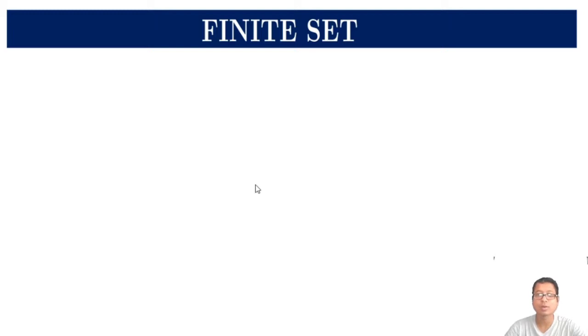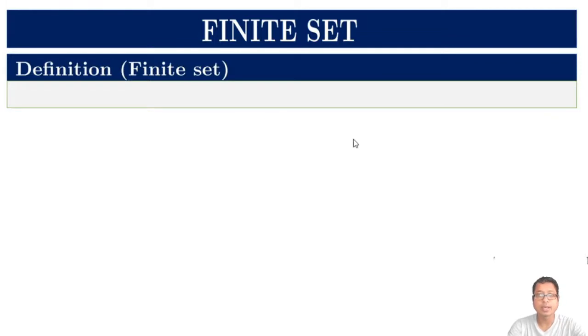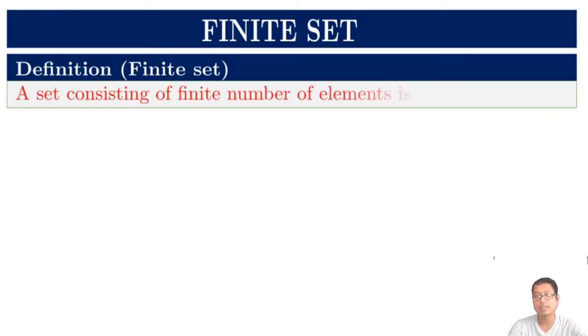Today I will talk about some concepts of set theory, and here I will start by taking the definition of a finite set. What is a finite set? A set consisting of a finite number of elements is called a finite set. That means we can count the total number of elements present in that set.